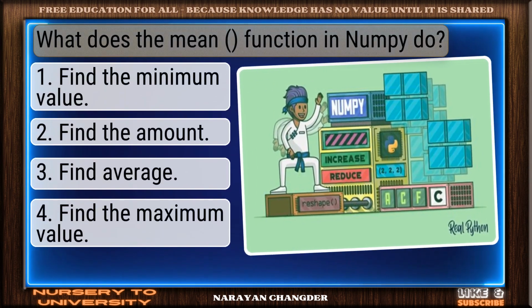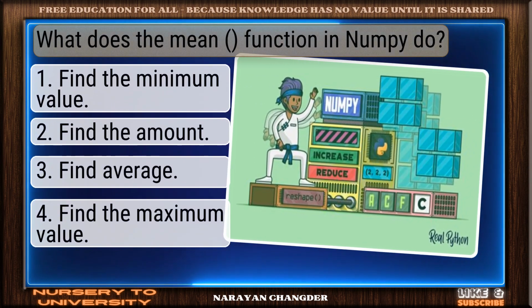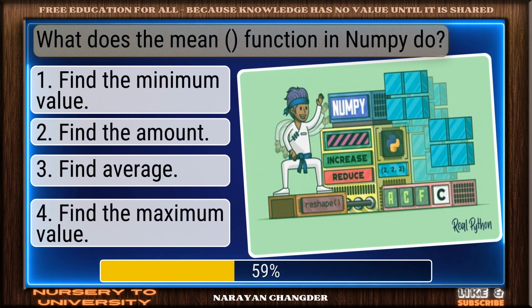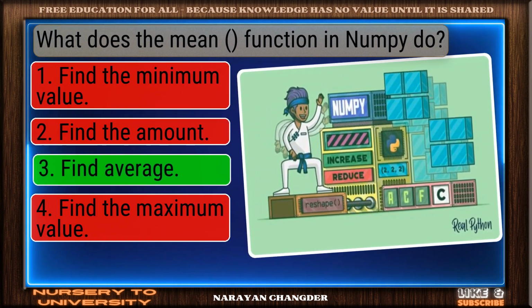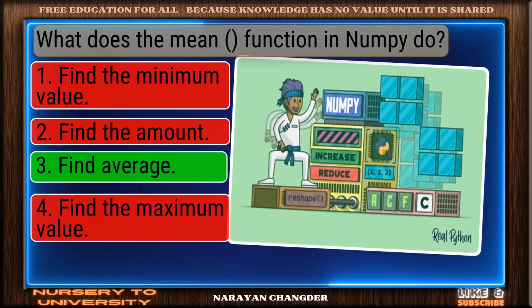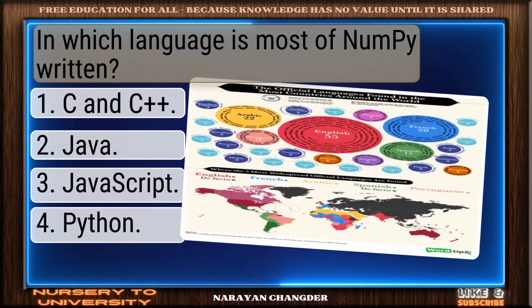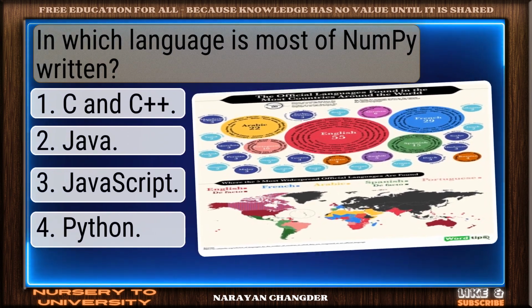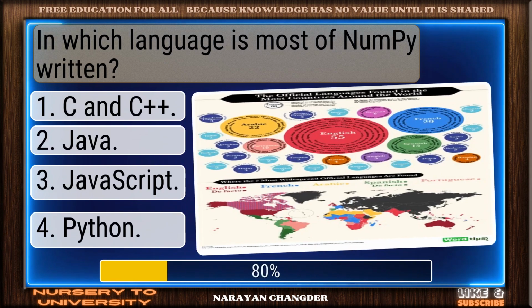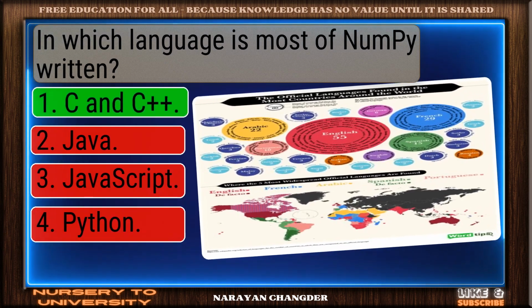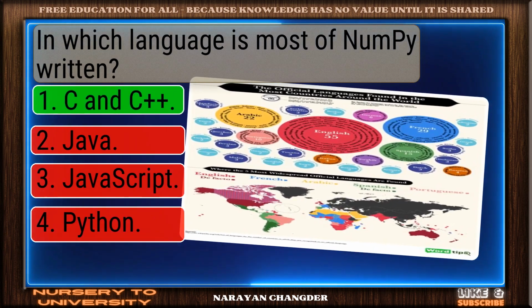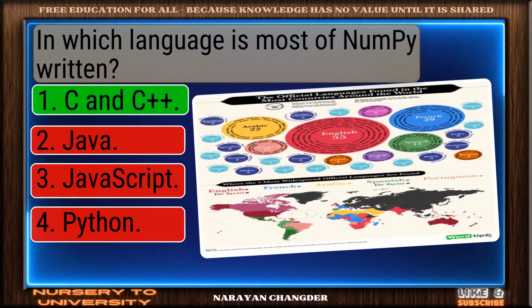Question number 45. What does the mean function in Numpy do? Great thinking. Find average is the right choice. Question number 46. In which language is most of Numpy written? Smart pick. C and C++ is the correct choice.